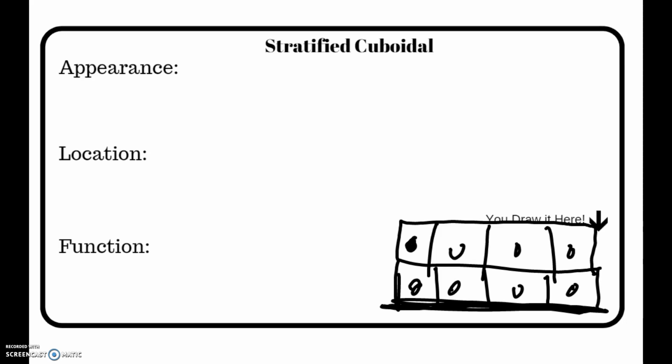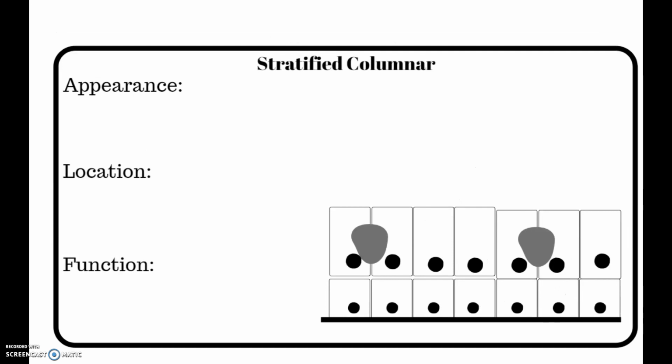The primary location for stratified cuboidal is glands, so think sweat glands, saliva glands. We're secreting stuff, we just need more layers here. I do not have a microscopic picture of this one, but it looks like you would imagine it would look. Next up is our stratified columnar.